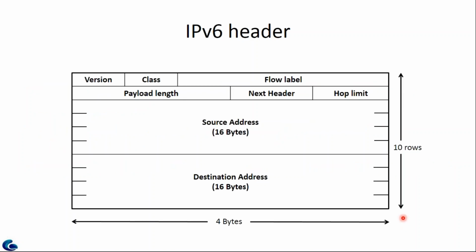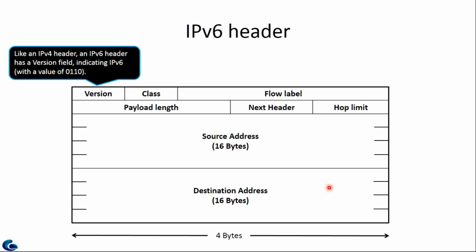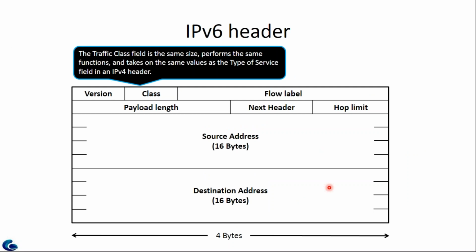So let's look at the header. The header is basically no brainer here. It looks quite similar to IPv4. Thankfully, the size is almost the same. So the 4 bytes are there, but the address is 16 bytes. Remember, it's a 128-bit address. So let's look at the components here too. Version tells that this is an IPv6. There it said IPv4. Now we say traffic class, which is the same size, performs the same functions, takes on the same values as type of service in IPv4. You have the differentiated services, right? So that's like traffic class here.